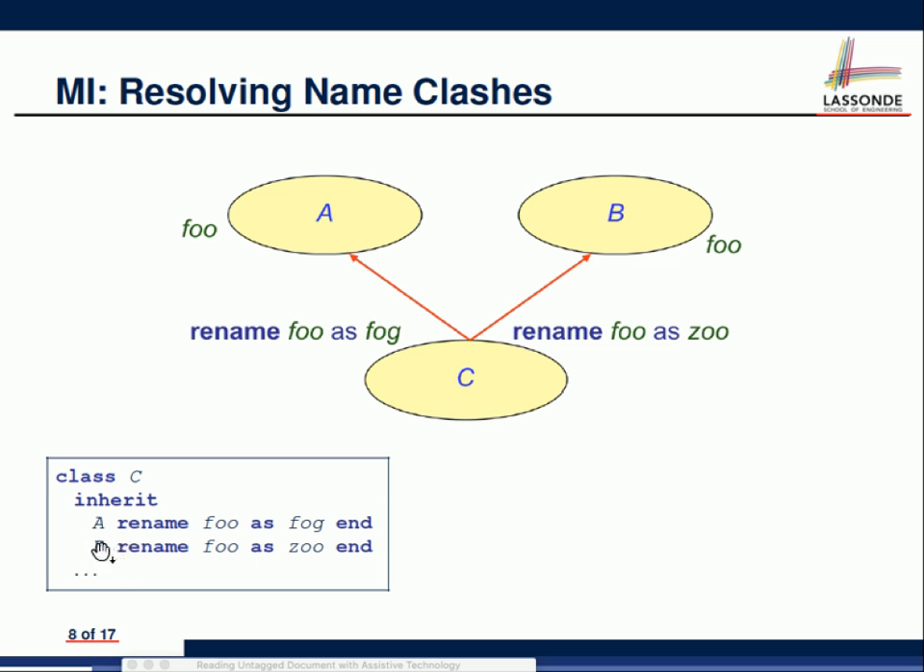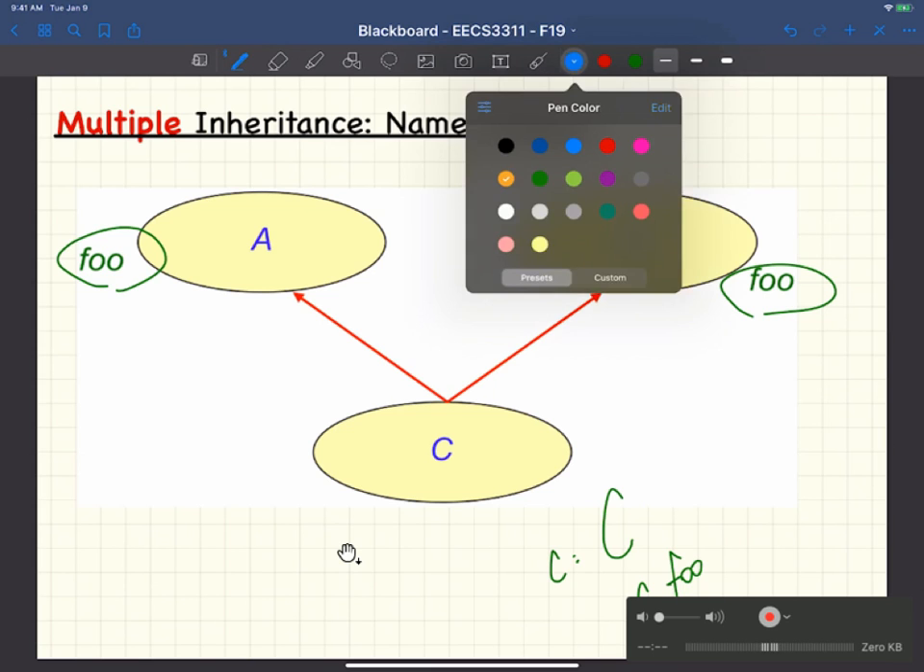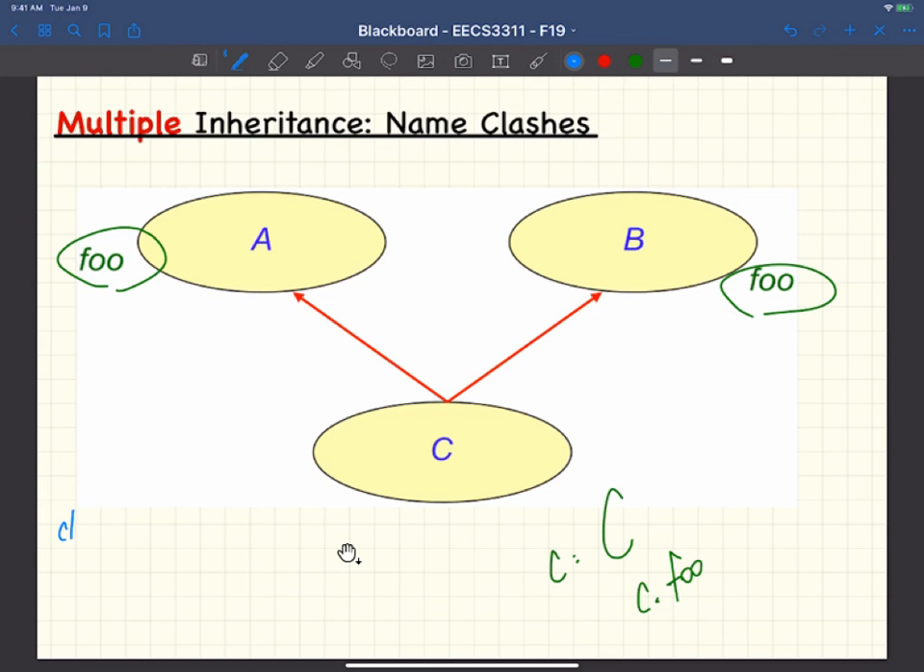Let's say I remove one of the renamings. Let's say I don't have B rename foo as... okay, let me make it clear. I think that's important, okay? So now let's imagine what I have is this. I say class C inherits A, rename foo as fog. And then I would say B. Do you think that might be an issue there?